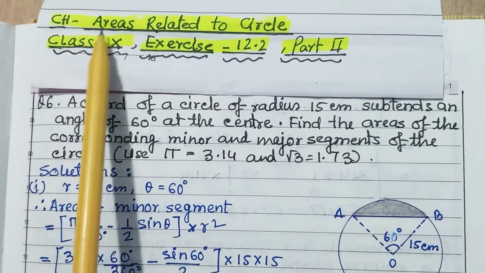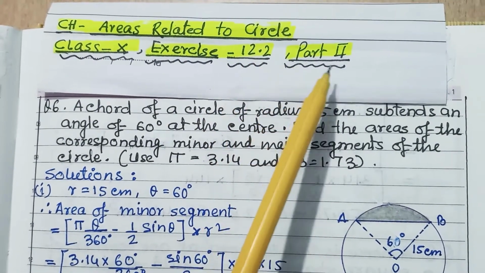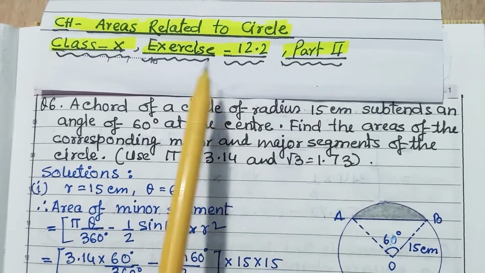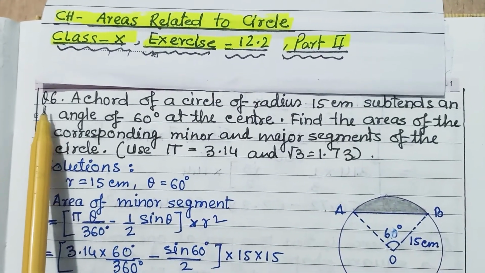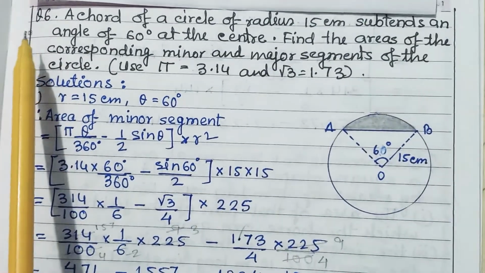Class 10, chapter Areas Related to Circles. Exercise 12.2, part 2. In part 2, I will explain question number 6 to question number 10. Okay, there are 5 questions.